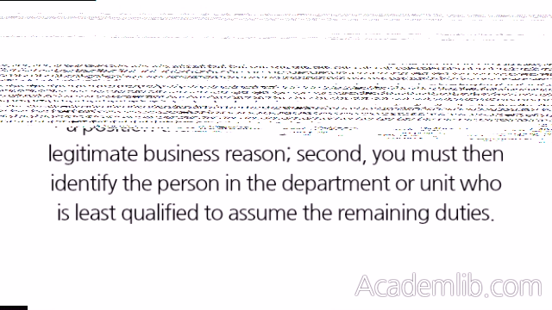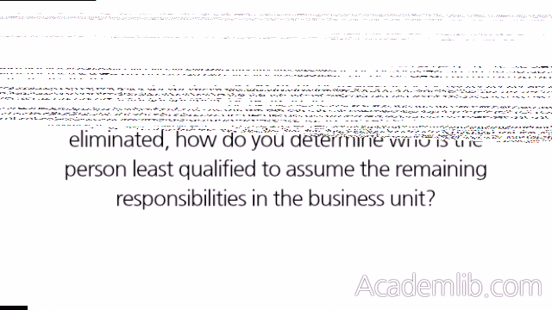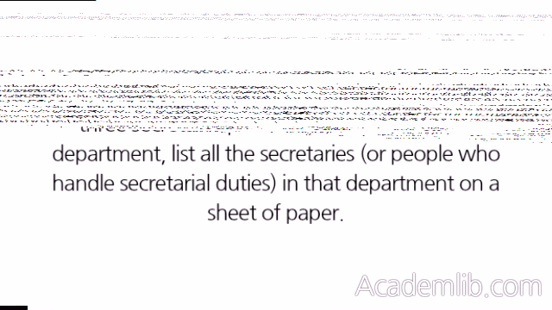the remaining duties. Once you have identified the position to be eliminated, how do you determine who is the person least qualified to assume the remaining responsibilities in the business unit? First, develop a list of all employees in that group with similar titles or responsibilities. For example, if you're looking to eliminate one of 3 secretarial positions in your marketing department, list all the secretaries, or people who handle secretarial duties, in that department on a sheet of paper.